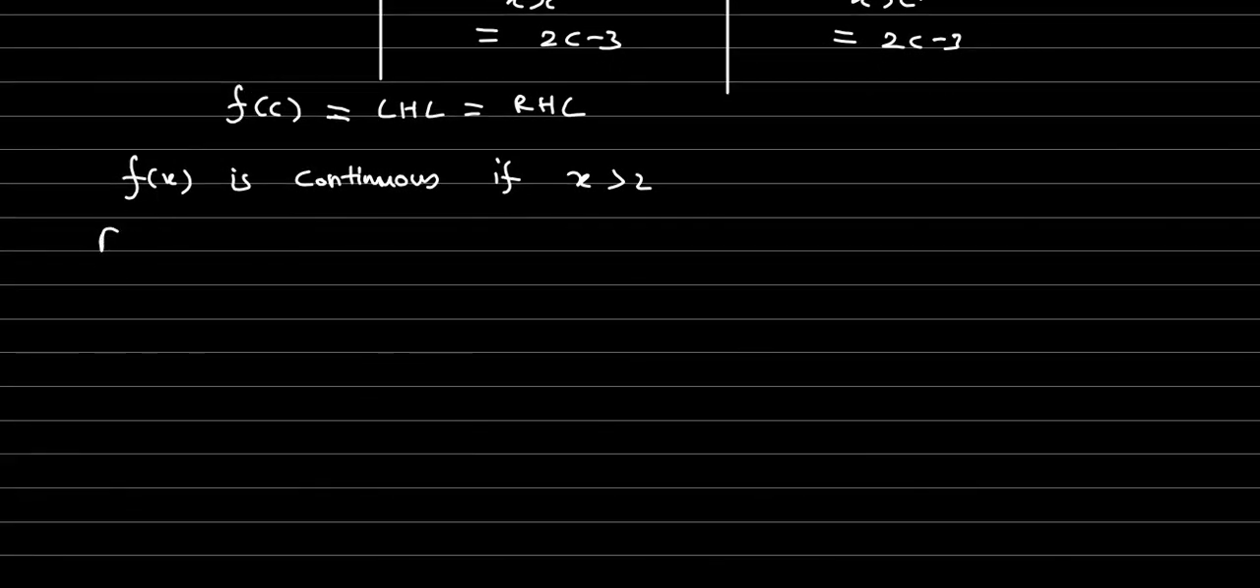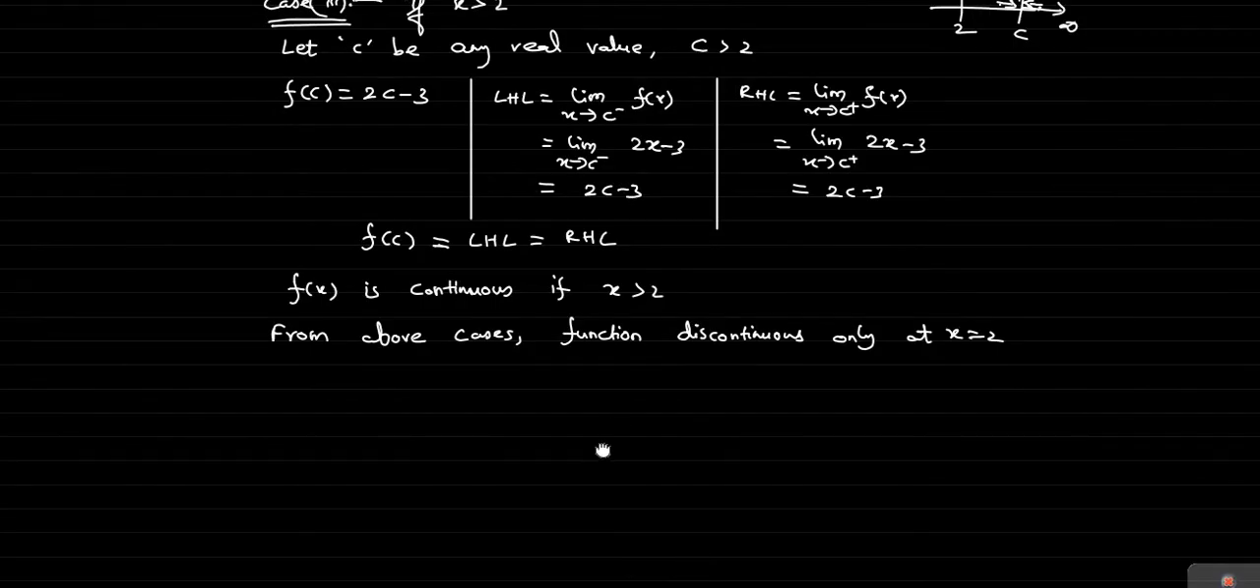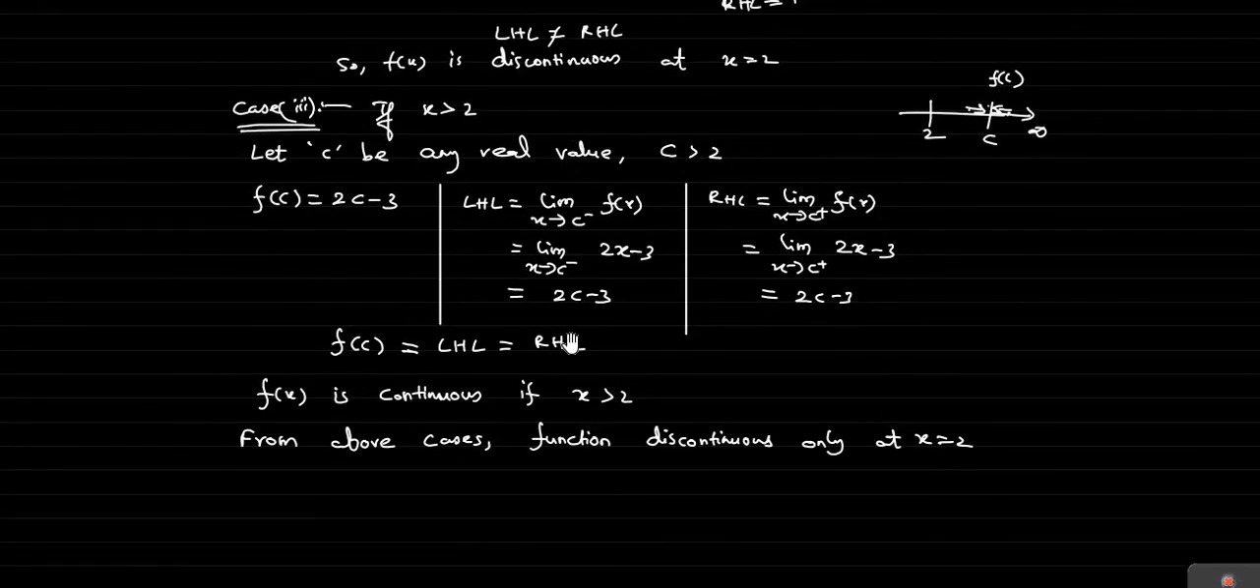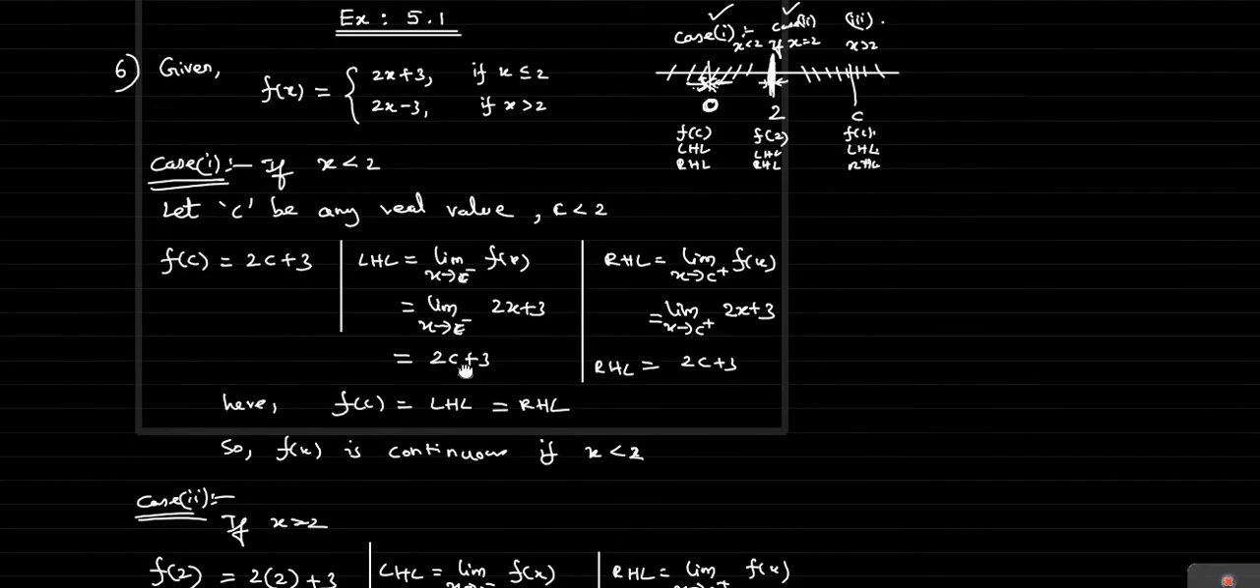Here, from the above cases, the given function f of x is discontinuous only at x equal to 2. Other than 2, for all real values the function is continuous only. So that's the whole solution for the 6th sum.